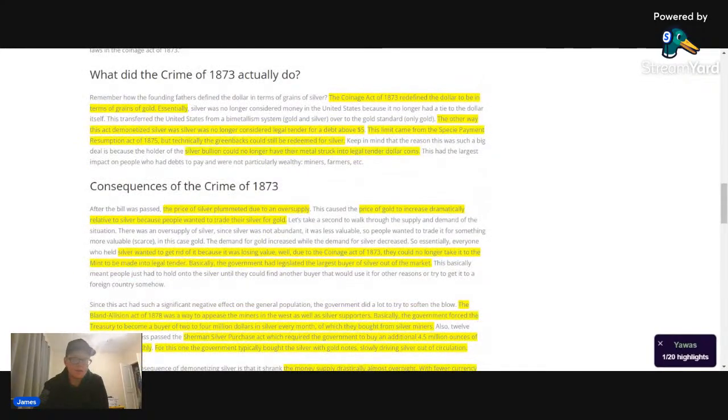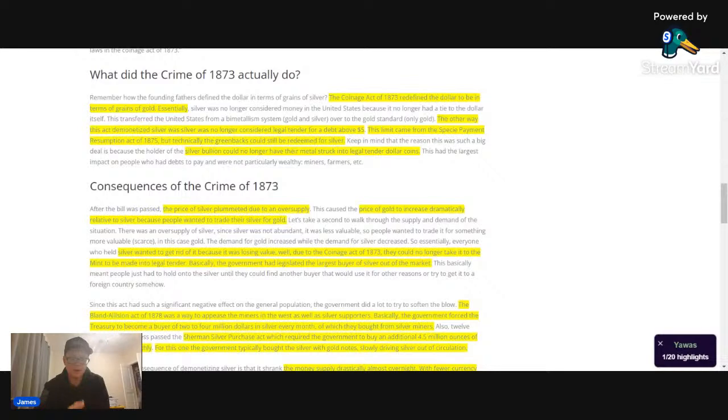What this act actually did was it redefined the dollar in terms of gold only. So silver was no longer directly tied to the U.S. dollar, which is why it's called demonetized. And then later, by the Specie Payment Resumption Act of 1875, silver was no longer considered legal tender for debts above $5 as well. But the greenbacks, the green pieces of paper, could still be redeemed for silver. But the miners and people couldn't just have hunks of silver. They could no longer have those struck into legal tender dollar coins.